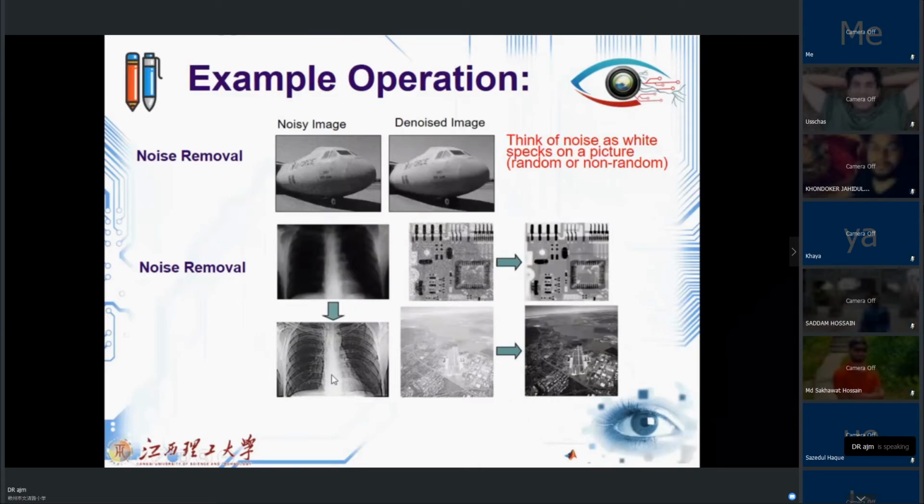Or you will see the PCB that I put here, after removing the noise, and what the quality of the image should be. Or you will see this image taken by a city camera, and the output of the image here. Noise is something that we cannot fully remove. We can reduce it, but we cannot delete it totally from any image.